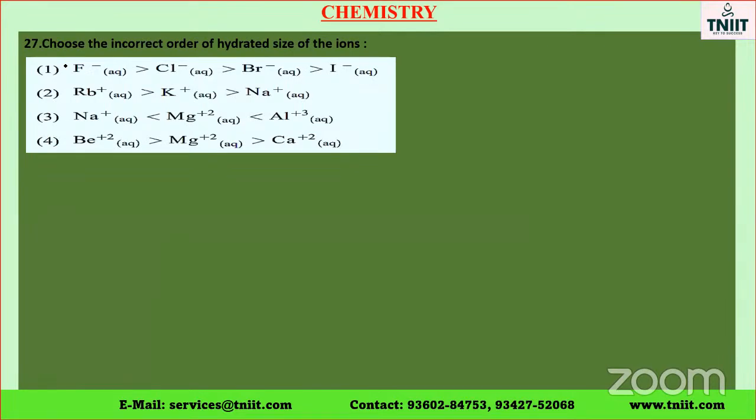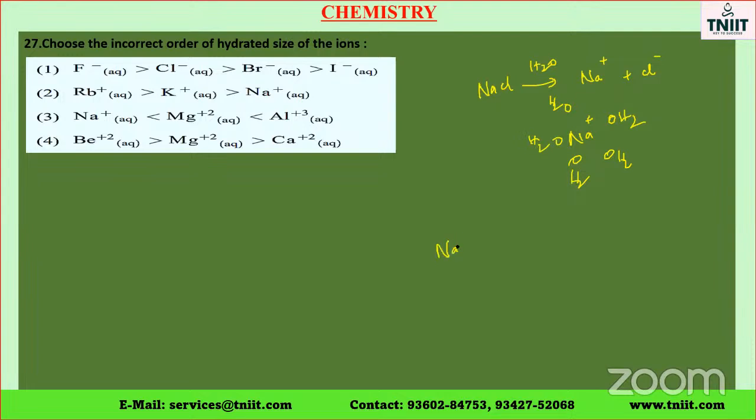The next question. Choose the incorrect order of hydrated size of the ions. Now, what do you mean by hydrated radius? If we take NaCl, when dissolved in water, it will dissociate to form Na plus and Cl minus. This is what we know. And you should also understand this: Na plus will be surrounded by water. This is called hydration, or it is also called solvation. It means each sodium ion will be surrounded by water molecules. Likewise, each chloride ion will be surrounded by water molecules.